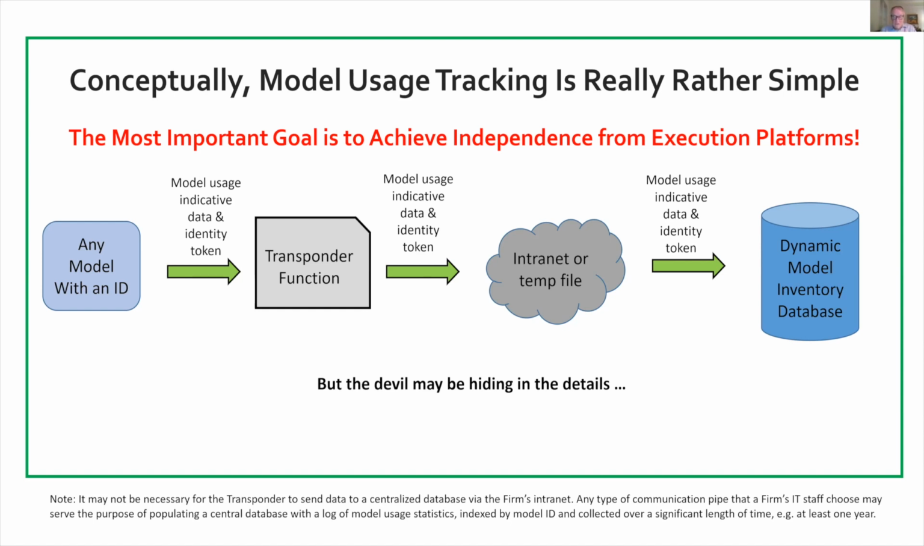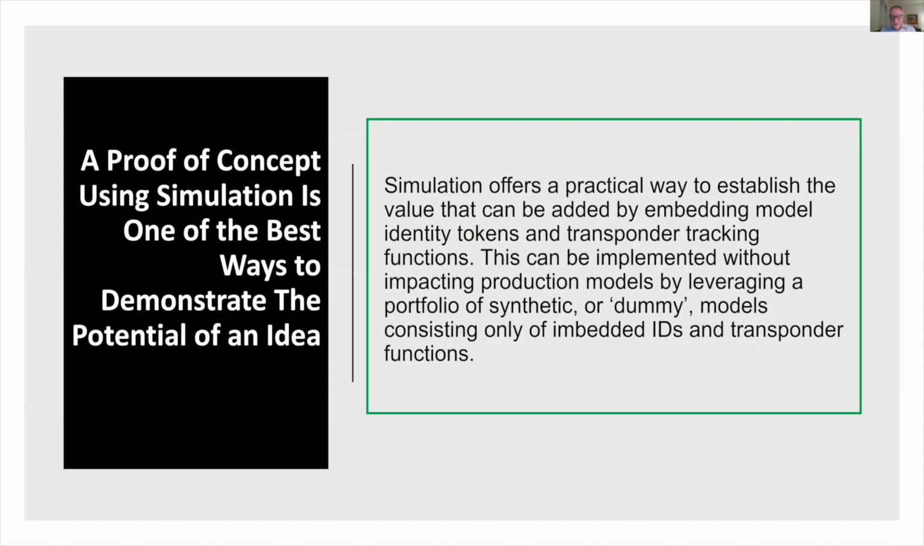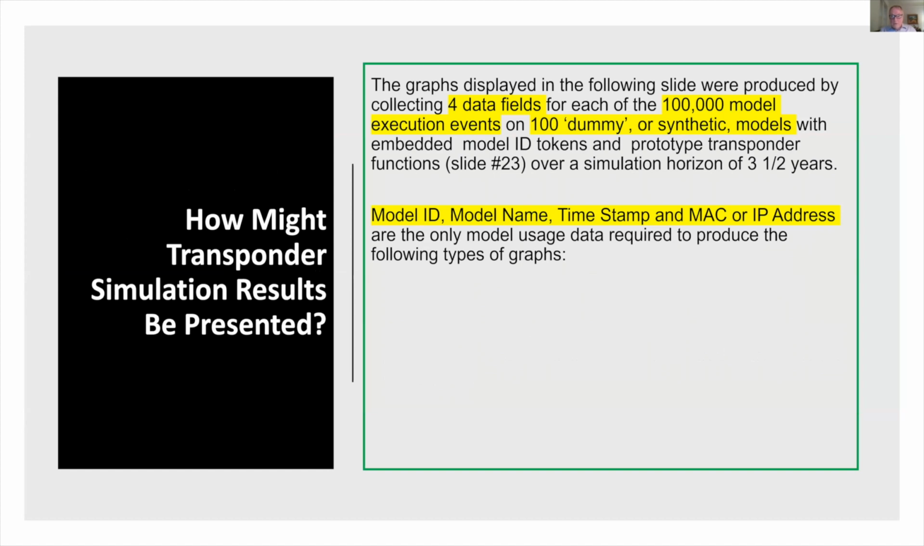Now, this is a simplified version. Implementation is going to have a lot of details that will require working out. But for me, the proof of concept using simulation is one of the best ways to demonstrate the potential of this idea. This can be implemented without impacting production models by leveraging a portfolio of synthetic or dummy models consisting only of embedded IDs and a transponder function, just to show what kind of information could be collected. So the graphs displayed in the following were produced collecting 4 data fields for each of 100,000 synthetic model execution events.